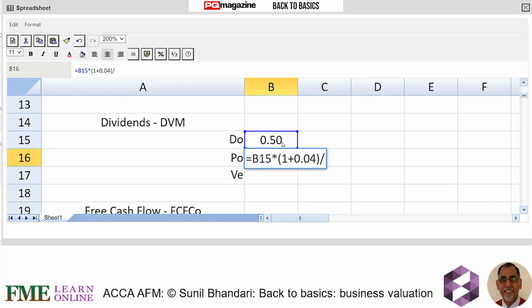Divide that by, open bracket, the cost of equity, which is 10%, 0.1, minus 0.04, the growth rate. So let me repeat that. I'm taking the current dividend, multiplying by 1 plus the growth rate, dividing by 0.10 minus the growth rate, and that, in financial maths terms, is how you deal with discounting a perpetuity with growth.